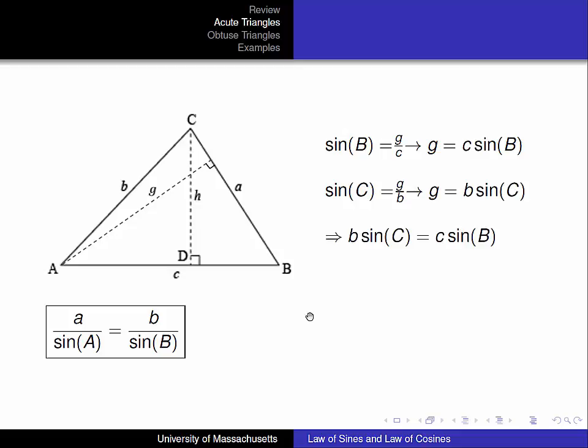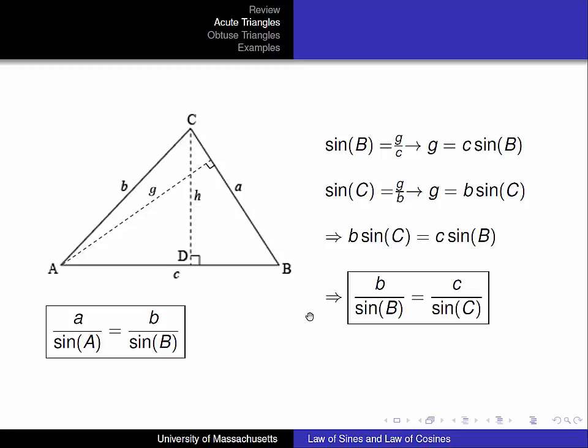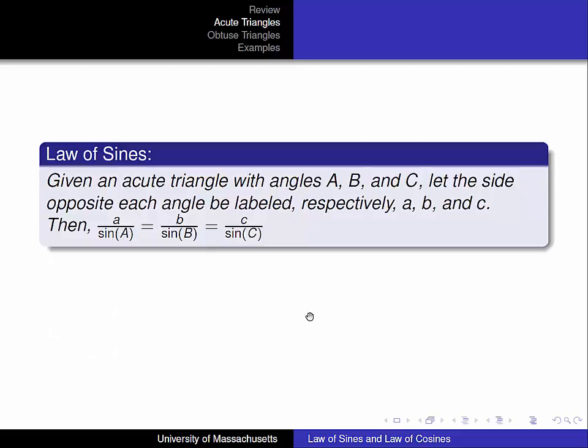Again, we know these are equal, and dividing by sine C and sine B, we get that B sine B equals C sine C, which gives us that B divided by sine B equals C divided by sine C. Since we already proved that A divided by sine A equals B divided by sine B, we have this theorem: given any triangle with angles A, B, C and sides little a, b, and c, A over sine A equals B over sine B equals C over sine C.